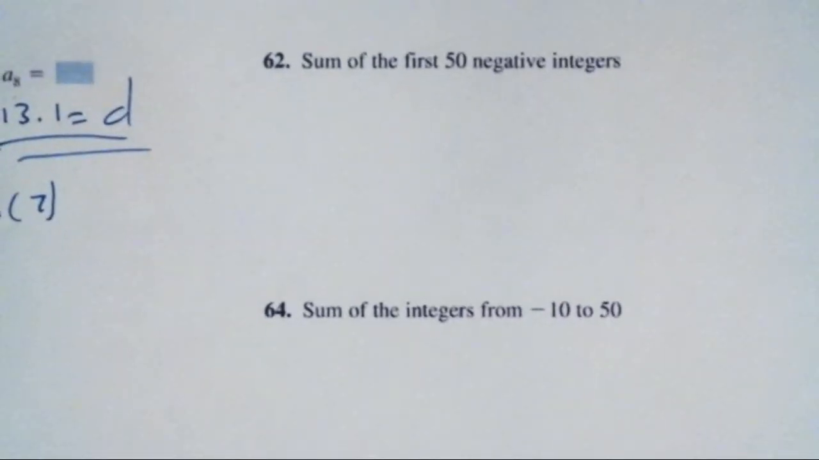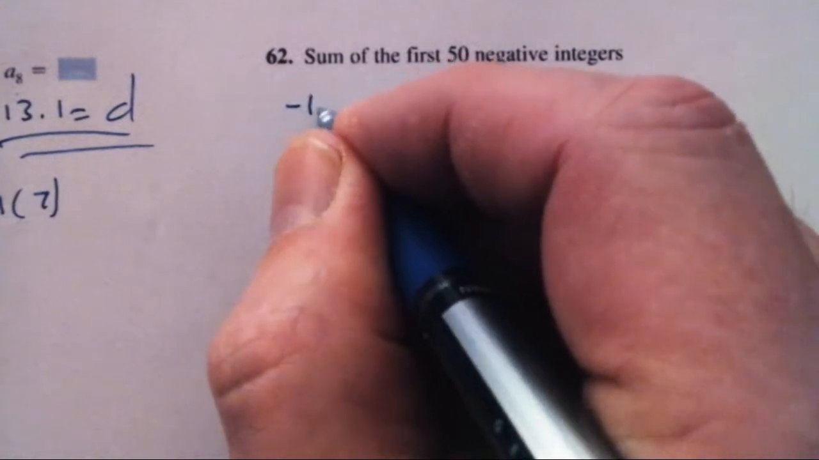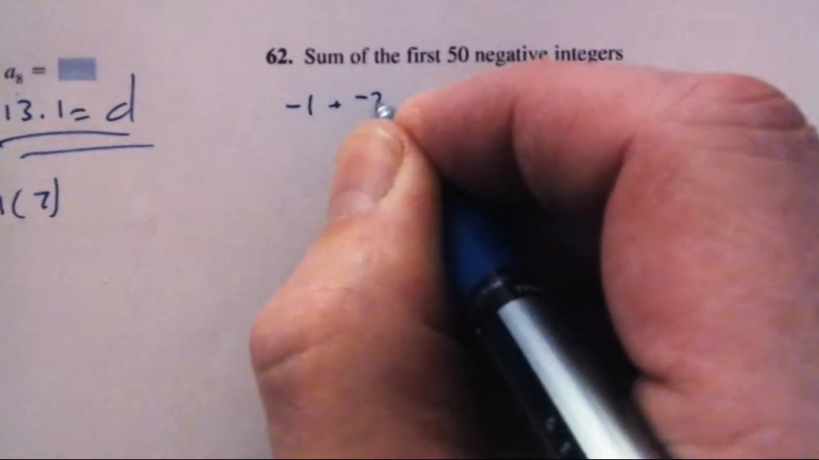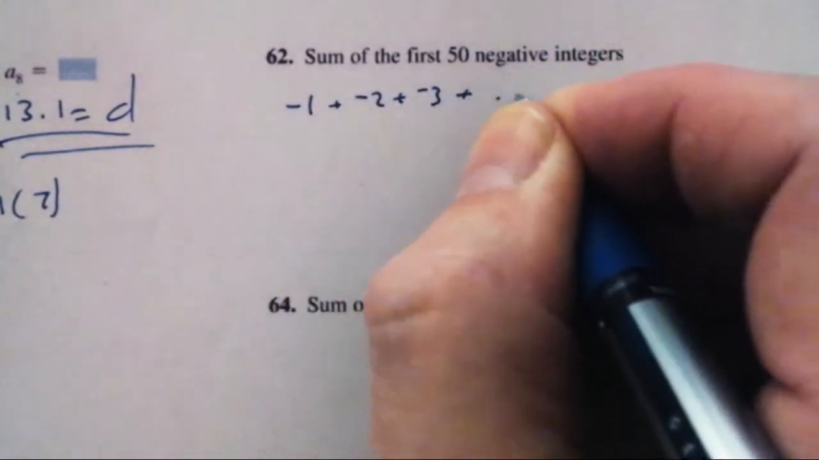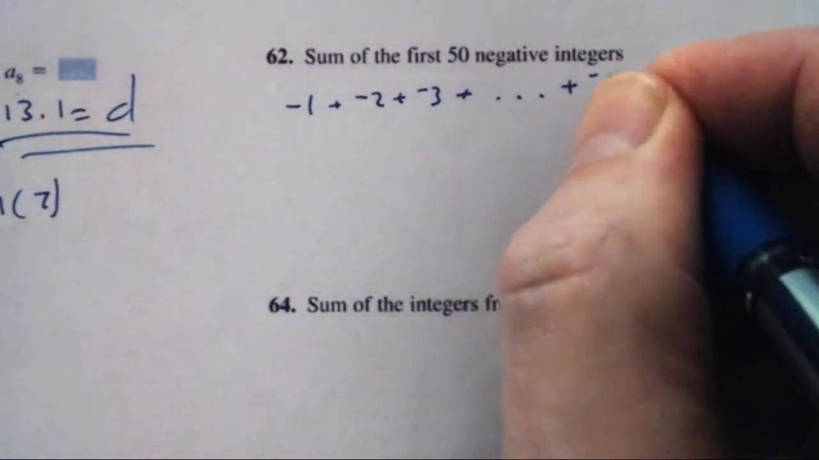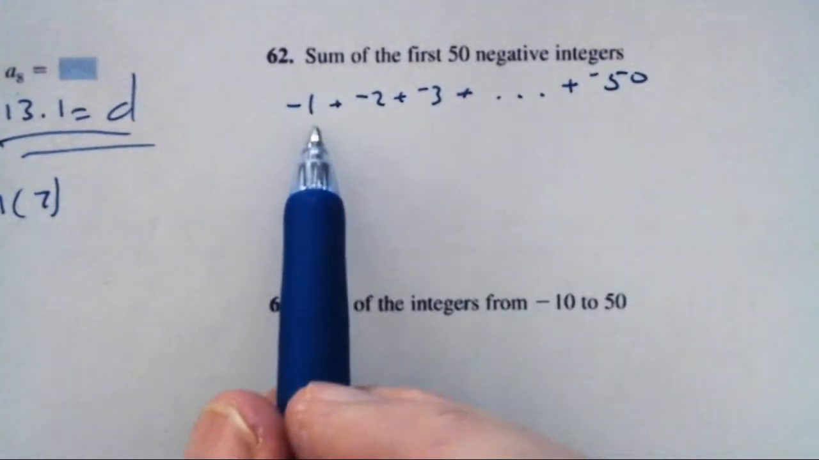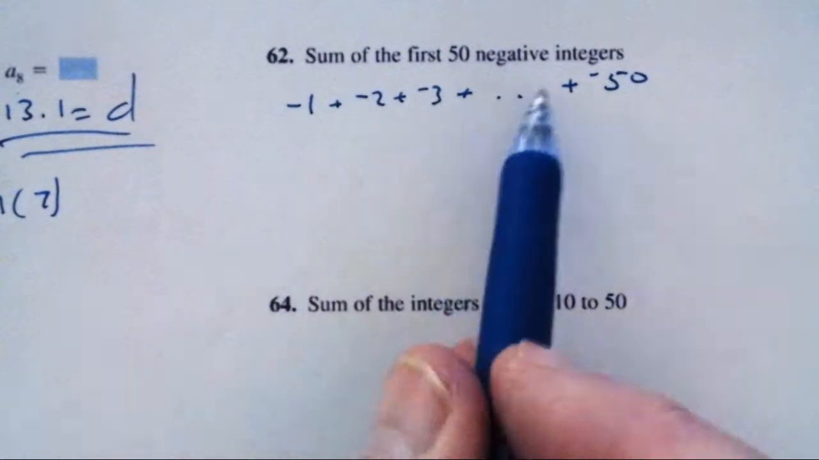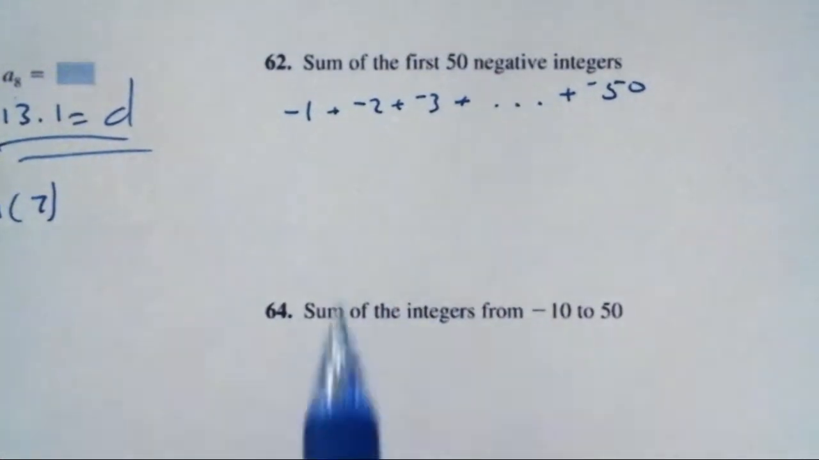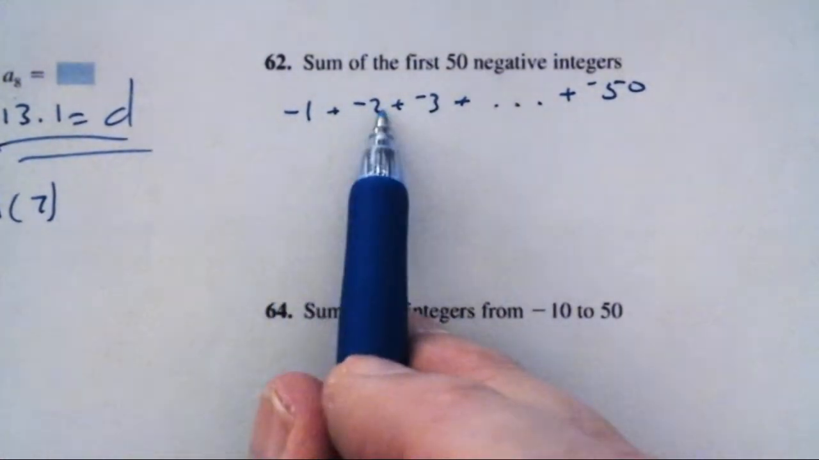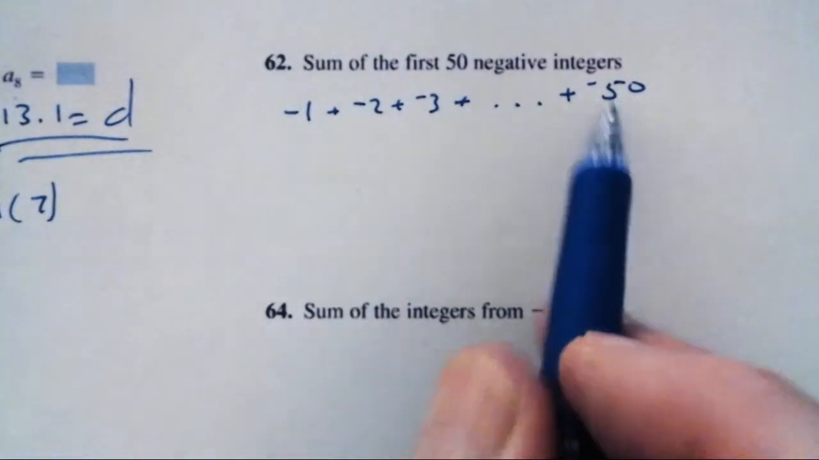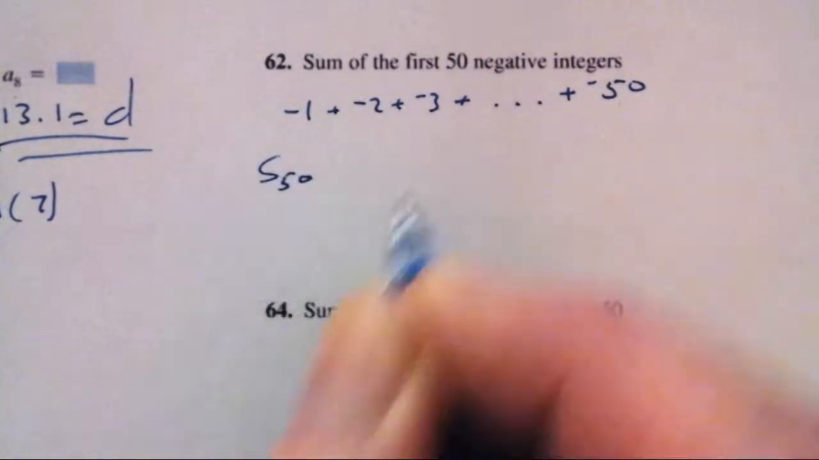Find the sum of the first 50 negative integers. The sum of the first 50 negative integers would look like this: negative 1 plus negative 2 plus negative 3 plus dot, dot, dot plus negative 50. This is most definitely arithmetic. Down 1, down 1, down 1. How many terms are there? Well, this is term number 1, term number 2, term number 3, up to term number 50. We're trying to find the sum of those 50 terms.